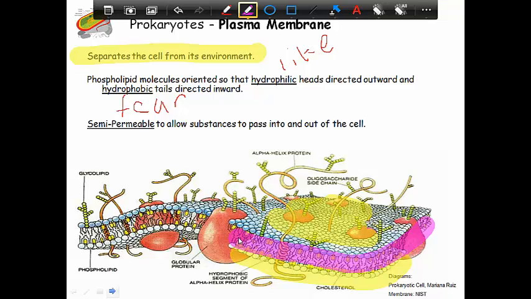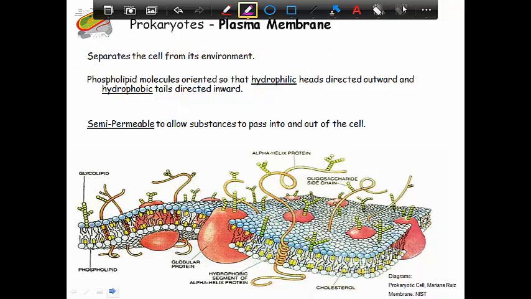This, in the end, means that the cell membrane is semi-permeable. So some things can go into and out of the cell, but other things can't. So it really is able to select the items that are coming into and out of the cell. We'll talk a lot more about the plasma membrane in a later podcast.